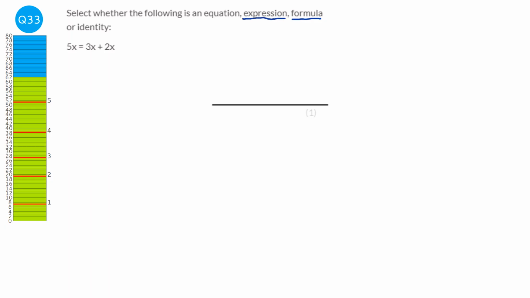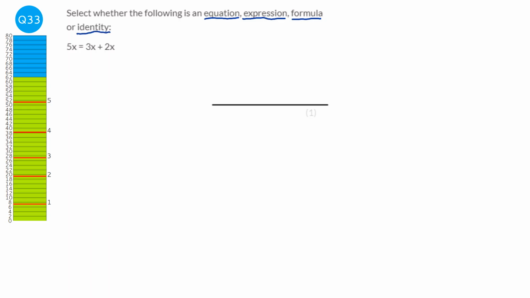Expression is just algebra without the equal sign. So 5x plus 3 would be an expression. An equation has an equals and it can be solved. So you can find out what x is or find out what a is. And an identity is true for all values of that letter.